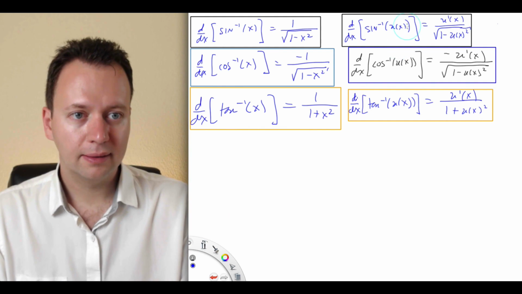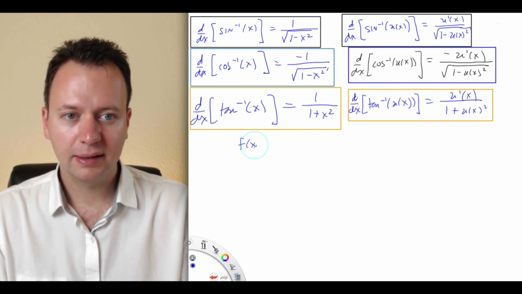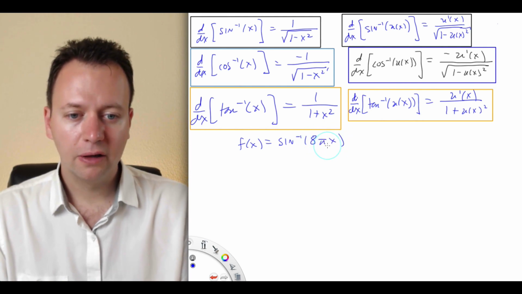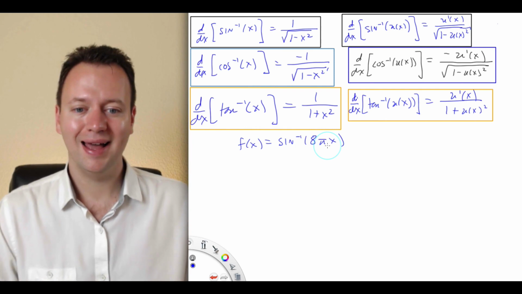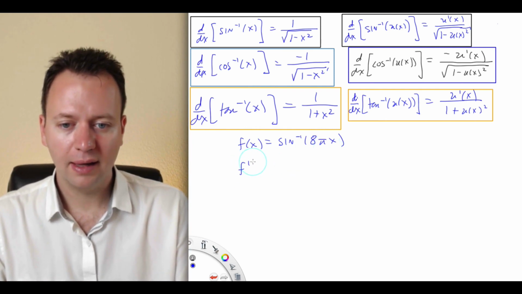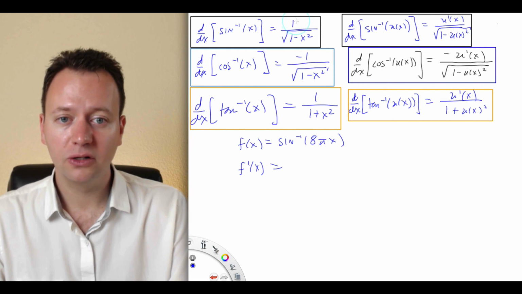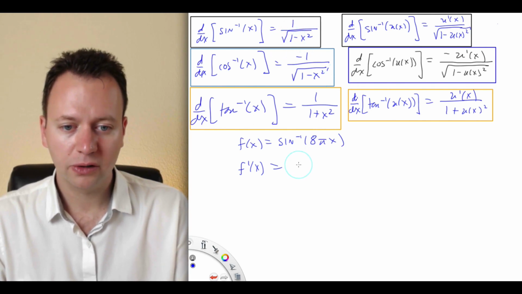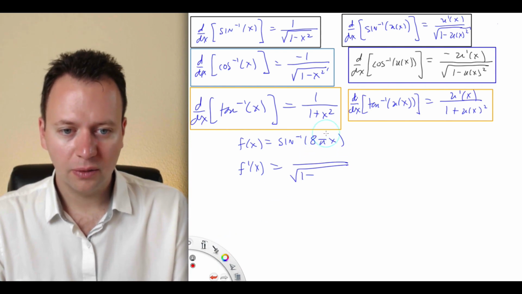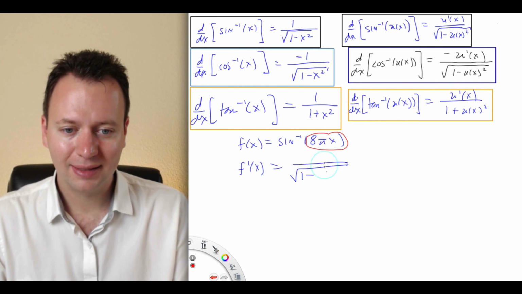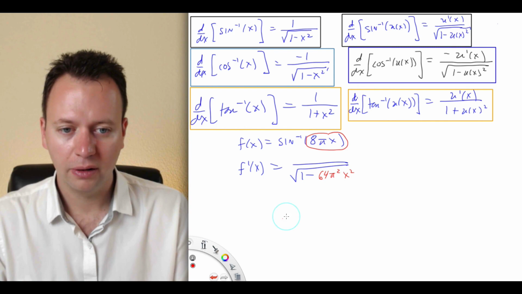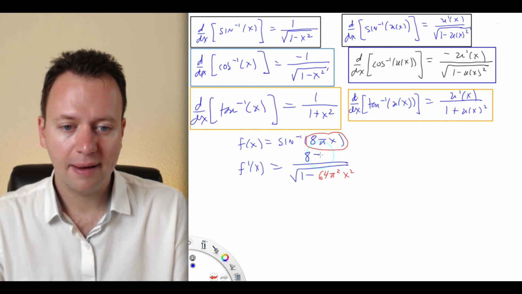let's look at, how about f of x is equal to sine inverse of 8 pi x. So what's the derivative of the arcsine of 8 pi x? Well, here the derivative is going to be f prime of x. Well, the derivative of arcsine is 1 over square root of 1 minus x squared. So it's going to be 1 over square root of 1 minus inside function. So that's our u of x. So 1 minus this squared. So 1 minus 64 pi squared x squared. And then times the derivative of the inside. The derivative of the inside is just 8 pi.